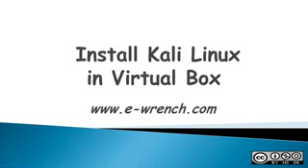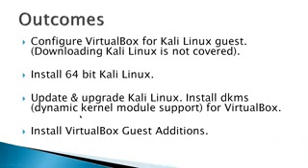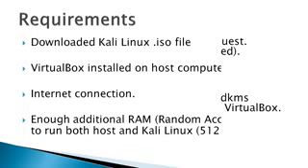One of the viewers on this channel asked how to install Backtrack in VirtualBox, but because Backtrack is no longer maintained, I went with Kali Linux. Outcomes for this video would be to configure VirtualBox for Kali Linux Guest. Downloading Kali Linux is not covered. Install a 64-bit Kali Linux. Update and upgrade Kali Linux and install DKMS, Dynamic Kernel Module support for VirtualBox, and install VirtualBox Guest Additions.